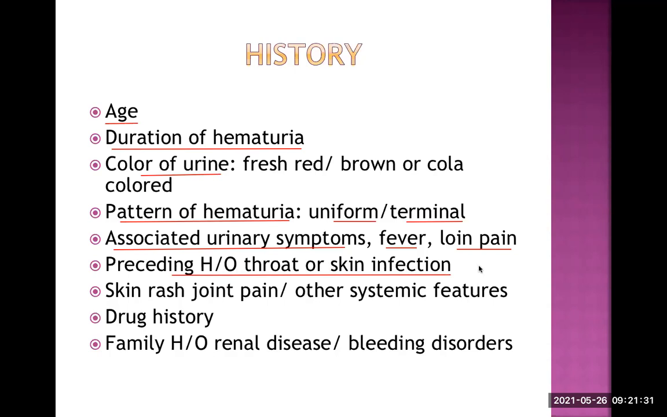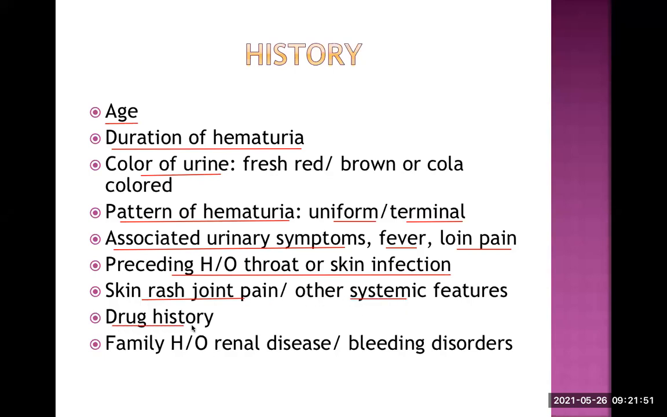Remember that. Ask about skin rash, joint pain, or other systemic features, just to diagnose connective tissue disorder or Henoch-Schönlein purpura. Connective tissue disorder or Henoch-Schönlein purpura. These are the important questions there.